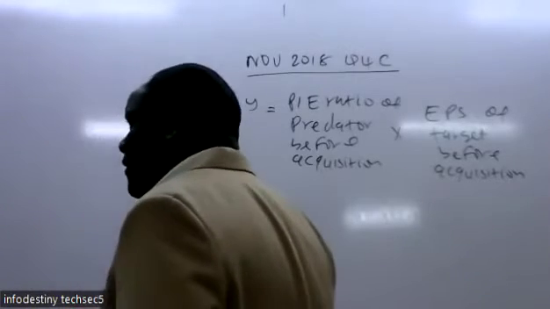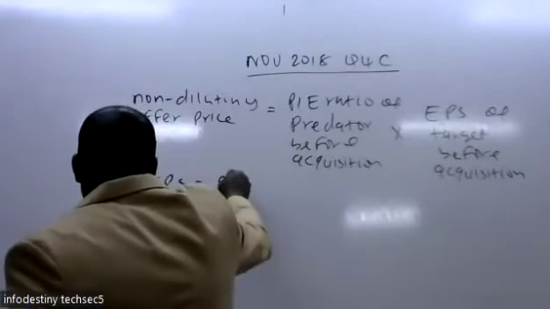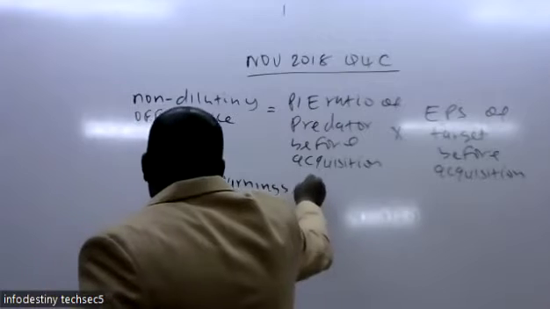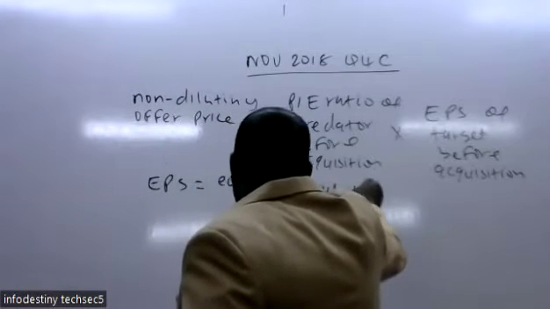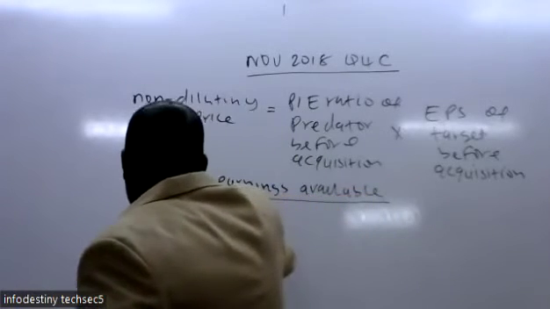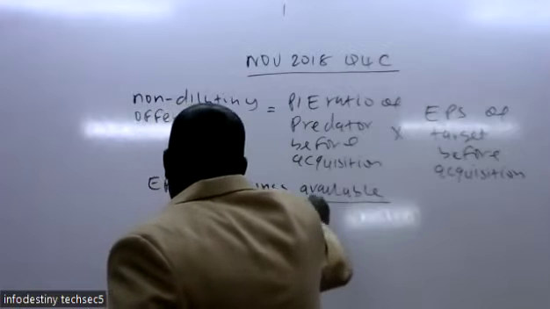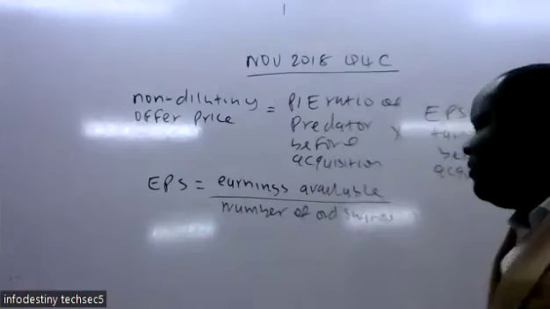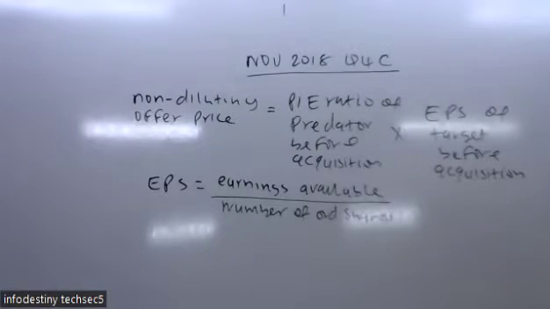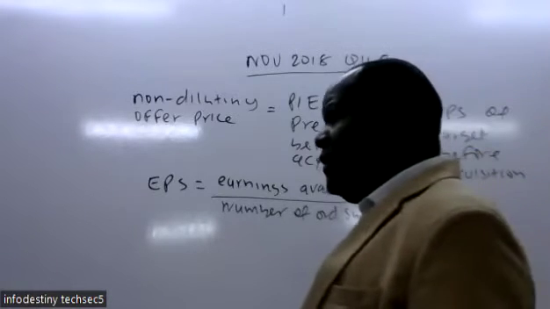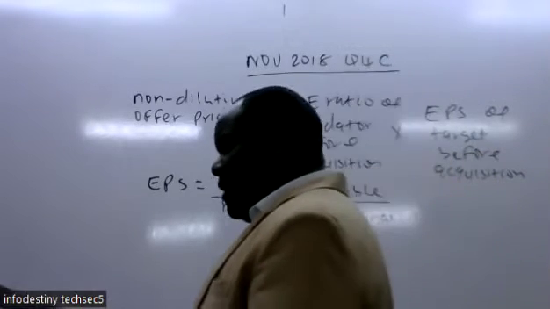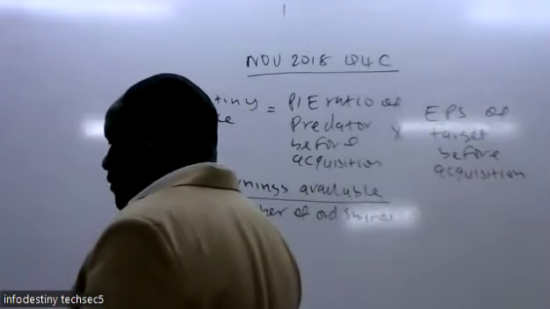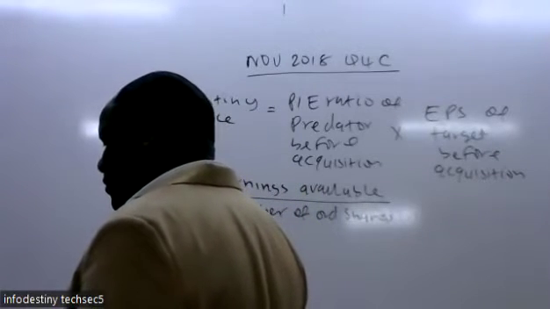Earning per share is supposed to be given by earnings available divided by number of the ordinary shares. So to compute the earning per share, you simply take the earnings available divided by the number of the ordinary shares. We start with the one for Chilulu Limited.